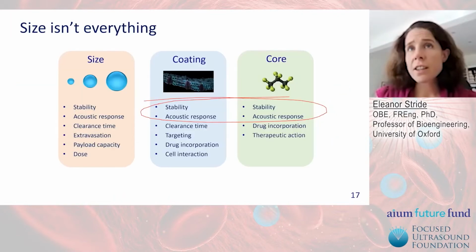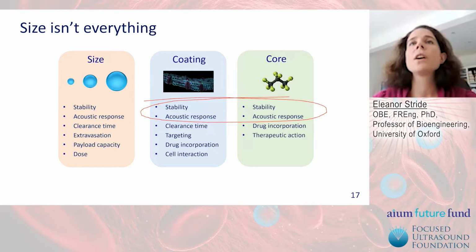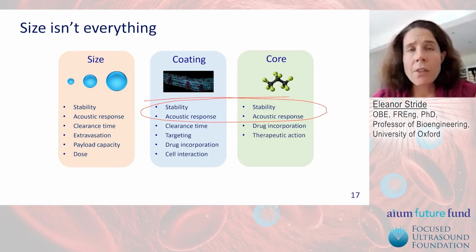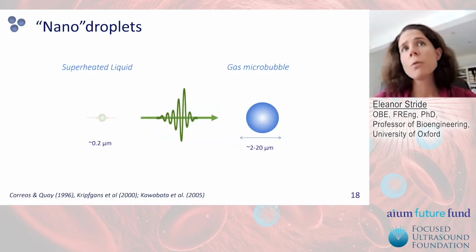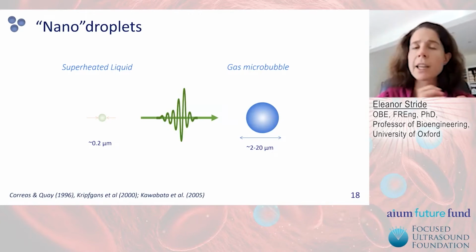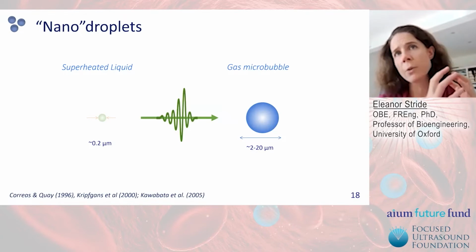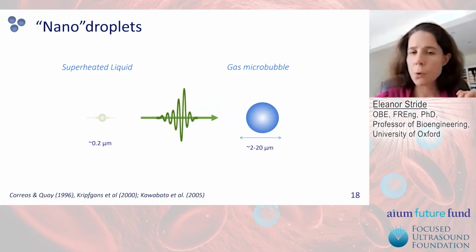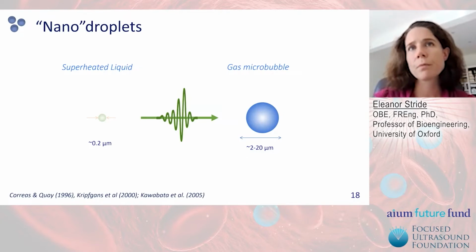So if changing the size isn't enough, what can we do with the composition of the agent? Is there some way that we can retain a good circulation time without losing detectability? And this brings us to nanodroplets. So these are again similar in composition to nano and microbubbles, but using a higher molecular weight core, typically a perfluorocarbon that's held in a superheated liquid state by surface tension before the particle is exposed to ultrasound and then vaporizes to form a microbubble.